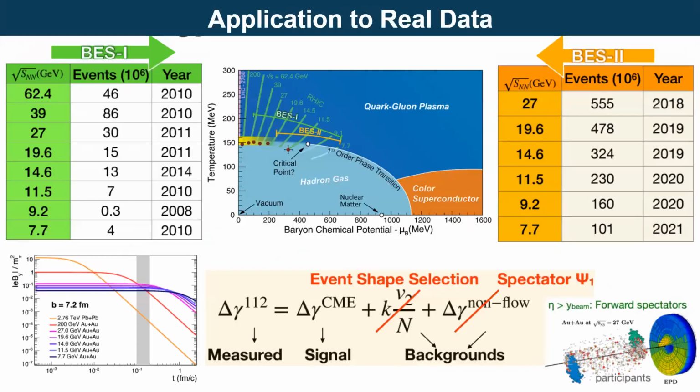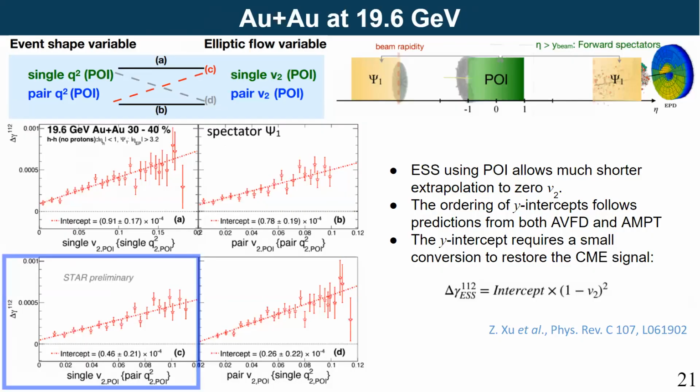And at the same time, AMPT just doesn't work. So I will quickly go through the experimental results. Compared with B-scan 1, now we have more than 10 or 20 times more data, and we can use the new method to get rid of flow background. We use the event plane from EPD to get rid of the non-flow background. This is the example of 19 GeV. When we do this method, delta gamma against V2, classified by pair Q2, we see some finite intercept for one centrality.